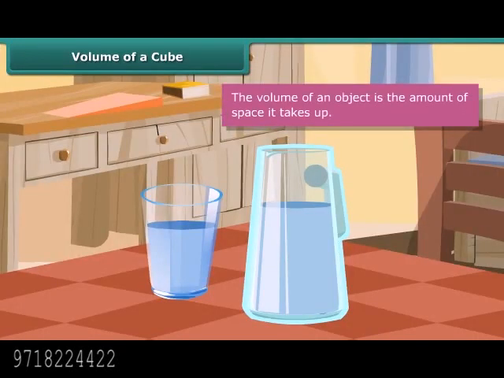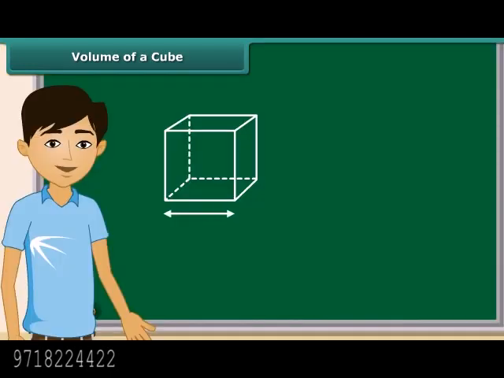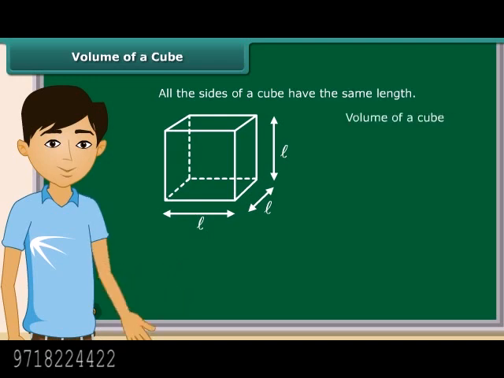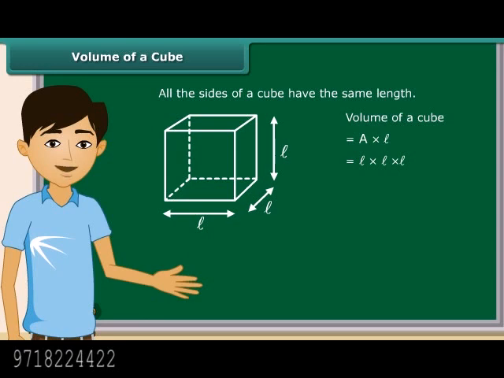The volume of an object is the amount of space it takes up. As we know, all the sides of a cube have the same length. Suppose this cube has length L. To find the volume of the cube, we just need to multiply the area A with L. Hence, by multiplying these three L's together, we get L cubed. Therefore, the formula for the volume is V equals L³.